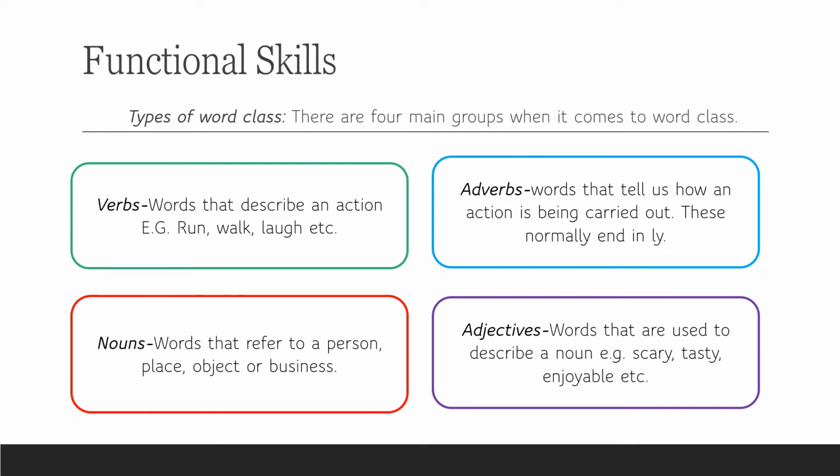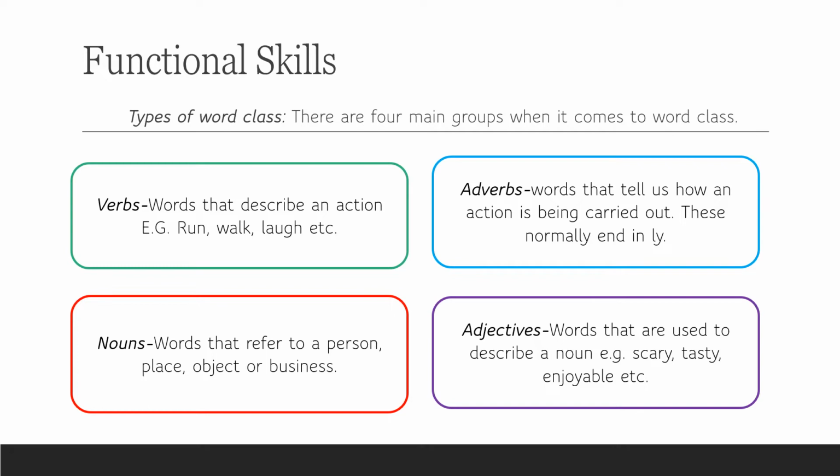Adjectives. These are words that are used to describe a noun, so things like scary, tasty, and enjoyable. Anytime we're using a descriptive word, this would be an adjective, and this is also really important when you think about the description that you're giving to your audience. So when we're thinking about our writing question, we need to think carefully about the kind of adjectives we're using to make sure we're creating the best kind of impact on our reader to get the message across that we're trying to convey. So hopefully you feel a little bit better about those ones.